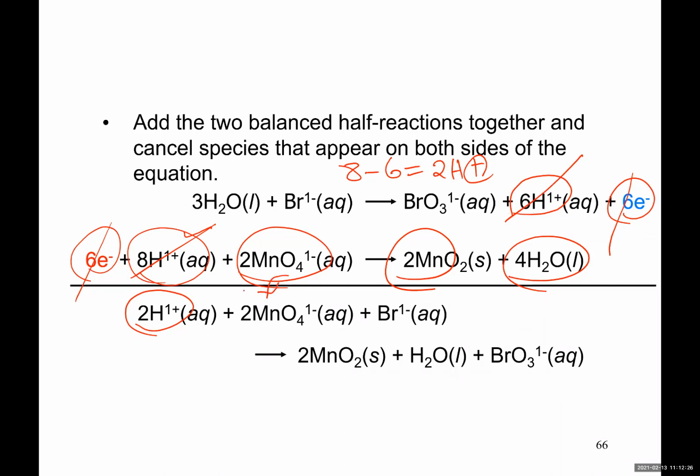2MnO4, I write 2MnO4. 1BrO minus, 1BrO minus. Do you see I have 3 water molecules on the left and 4 molecules on the right? Can I say out of these 4 molecules, 3 of them are canceled, 1 is left. So this is a balanced redox reaction, which is mass balance and charge balance.